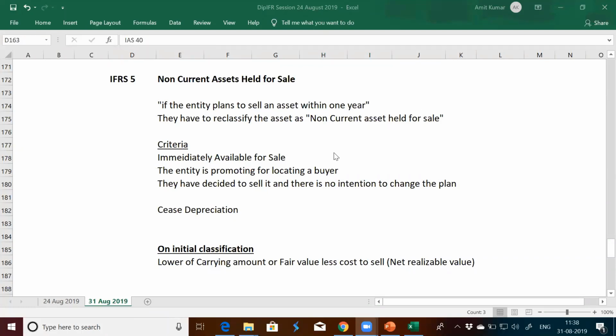Can we have a situation where we have an asset which management wants to sell, but till the time the buyer is found, we want to use it and we want to provide a depreciation? No, we cannot.